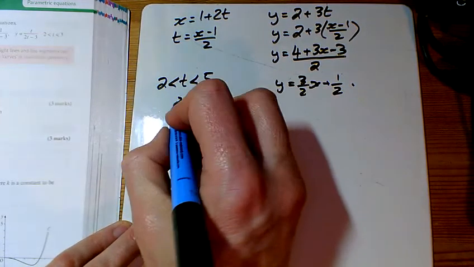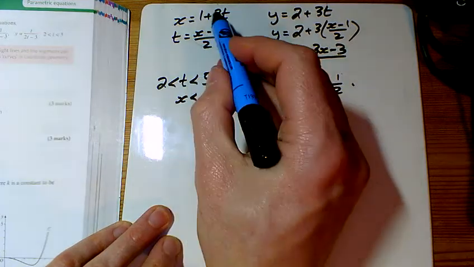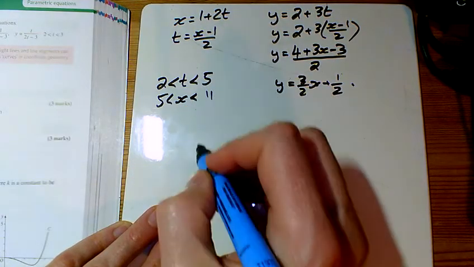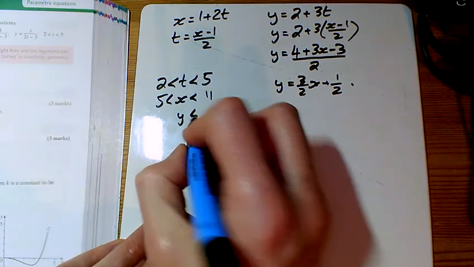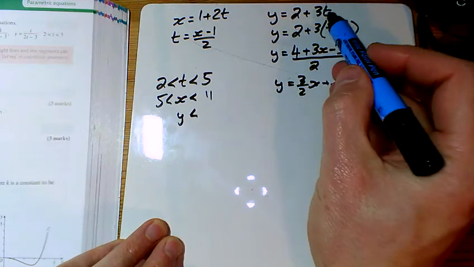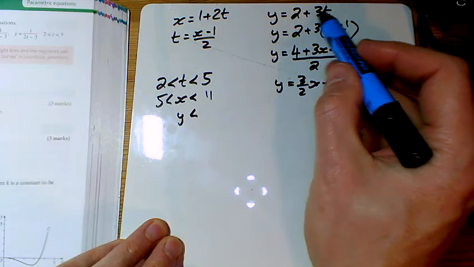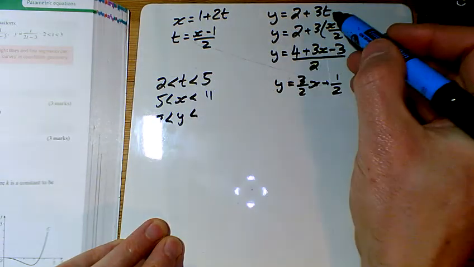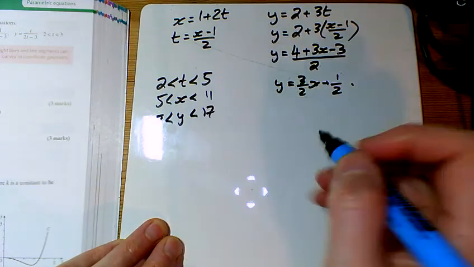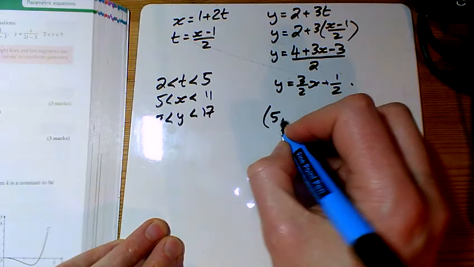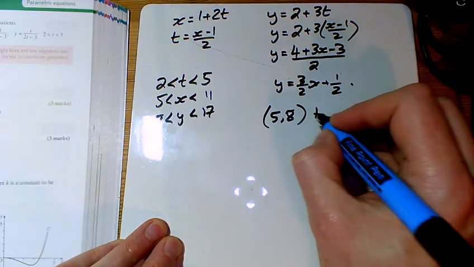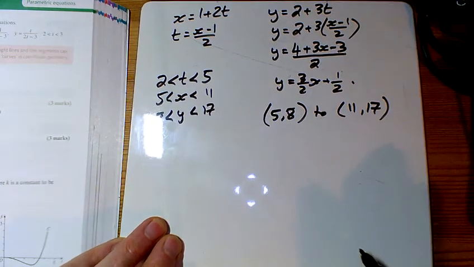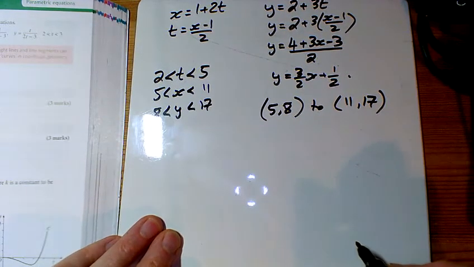And so what are the x values we're going from? We're going from the x value 5 all the way up to the x value 11. And the y values are going from 3 times 2, 6, add 2 makes 8, all the way up to, stick the 5 in there, 17. So we're going from 5, 8 to 11, 17. So we can do some Pythagoras to work out the length of that line.